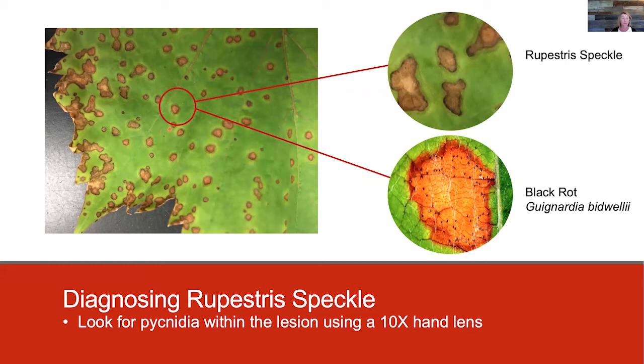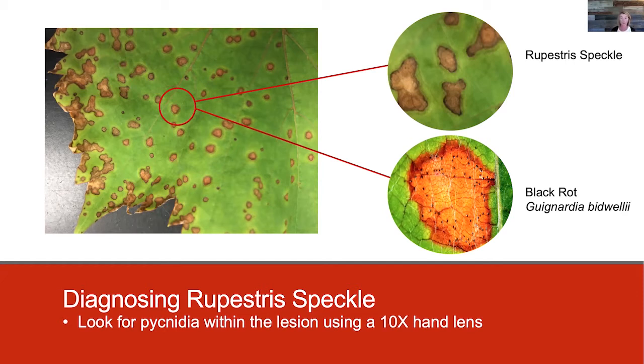You can take a 10x hand lens, and in fact, sometimes you don't even need a hand lens. And if you look in the center of the lesion, you'll see these little black spots if it's black rot. These are pycnidia, or fruiting structures from the fungus, and these will release conidia and spores. And when you have rupestris speckle, you will not see these. Sometimes you might have both, but the majority of the time you will not see these little pycnidia spots for rupestris speckle.